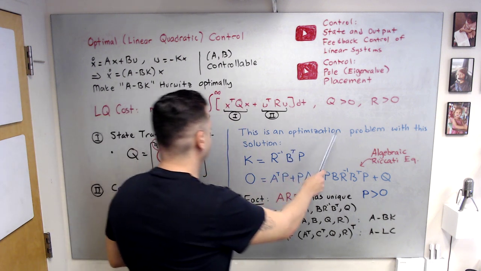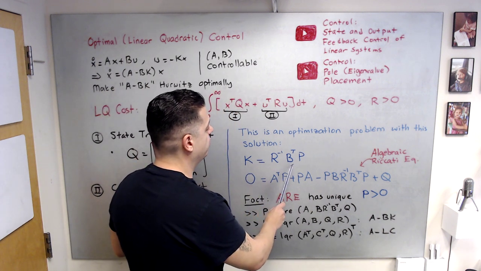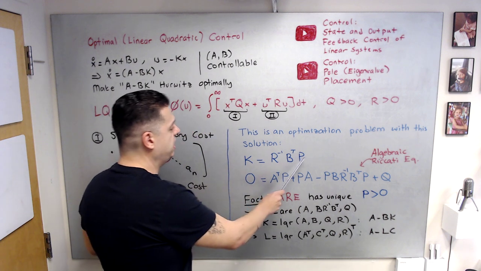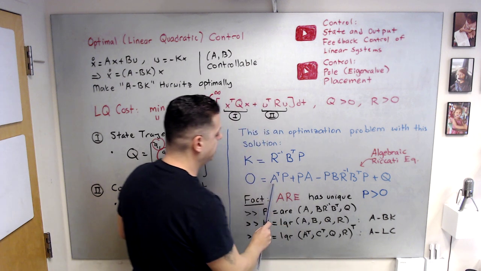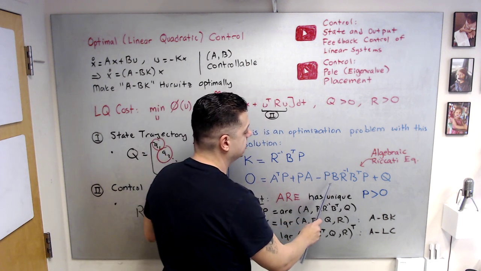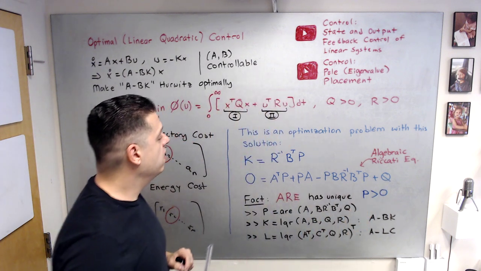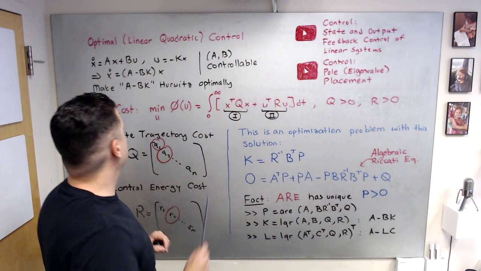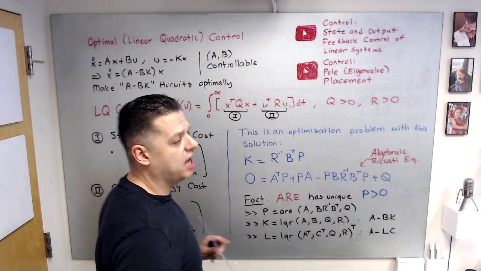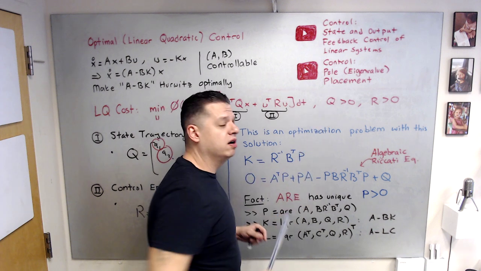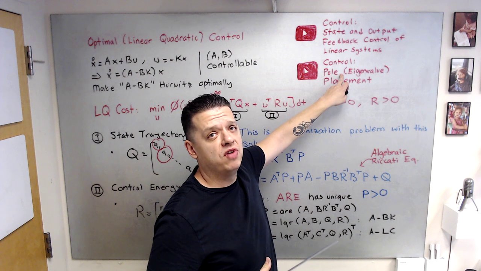So I'm going to write the solution. If you solve this optimization problem that I described, your gain K will be R inverse B transpose P, and P satisfies this so-called algebraic Riccati equation: A transpose P plus PA minus PB R inverse B transpose P plus Q equals zero. Remember, Q and R are positive definite, and the system must be controllable, the same requirement we discussed in this video. Remember, if A, B is controllable, you can place the poles wherever you want.